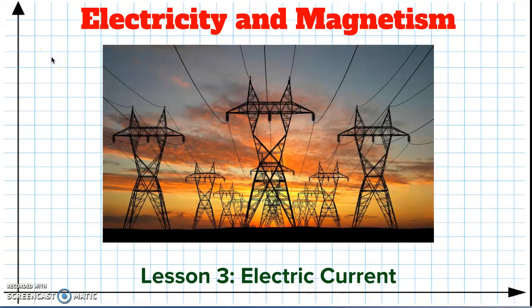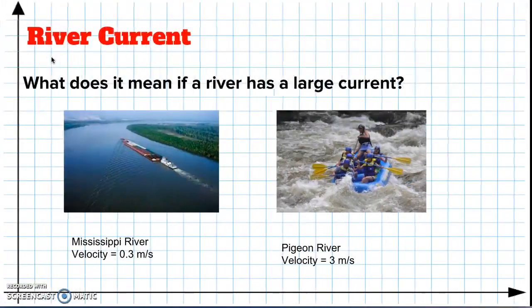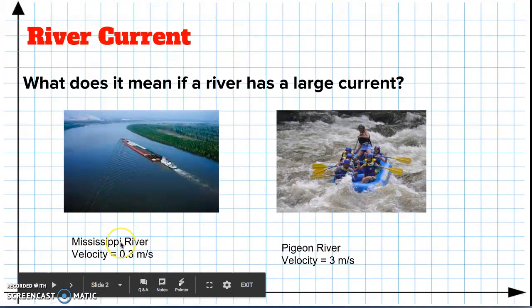Okay, so what we're going to look at today is electric current. So the first thing to think about is what does it mean to actually have a current? We're more familiar with rivers, perhaps. If you take a look at the Mississippi, which if you've gone to St. Louis, or anywhere out west, you've crossed, the Mississippi River is a fairly slow-moving river. Its velocity is somewhere around 0.3 meters per second.